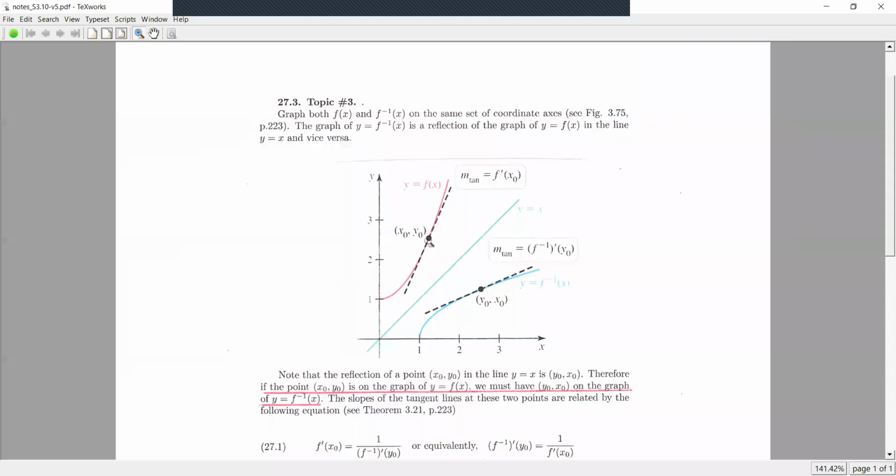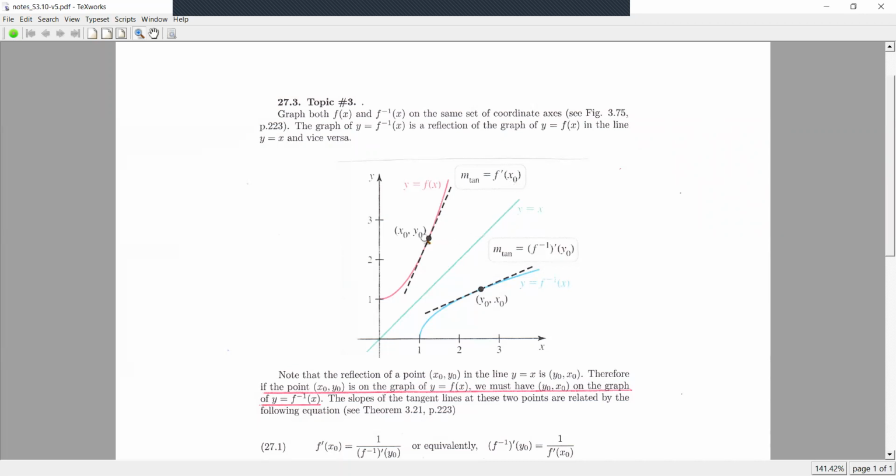Now, pick a point, say (x0, y0), on the graph of function f. At the point, draw a tangent line. Then the slope of the tangent line is the derivative of this function evaluated at the x coordinate of this point. Namely, the slope is f prime of x0.